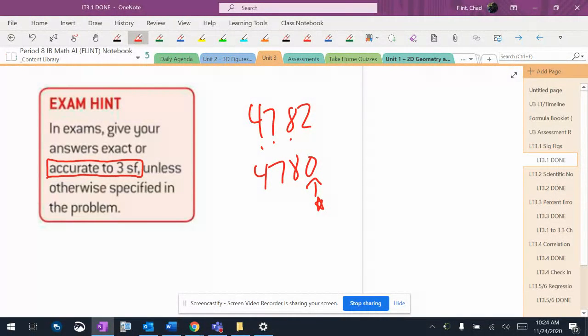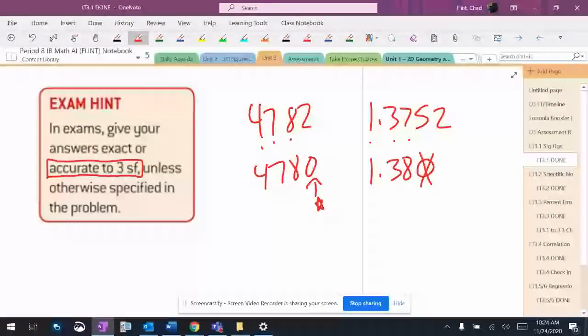If you had a number like 1.3752, okay, and again, you wanted 3 significant figures. You want 1, 2, 3 numbers, which means that you would round to that 7, so it would be 1.38. All right, 3 significant figures. Now, you cannot put a 0 on here because if you do, a 0 at the end of a decimal is considered significant, so you can't have that there.